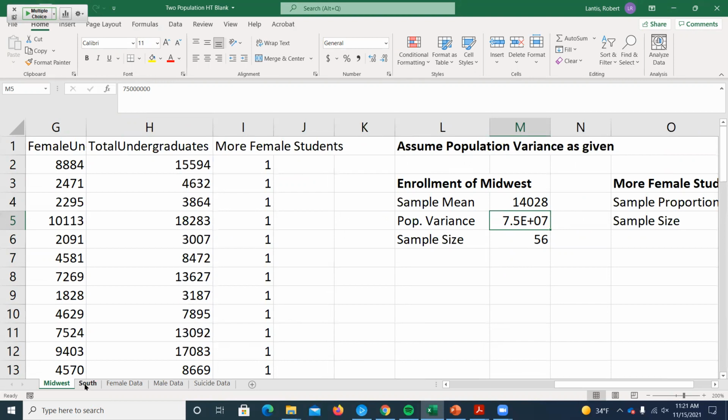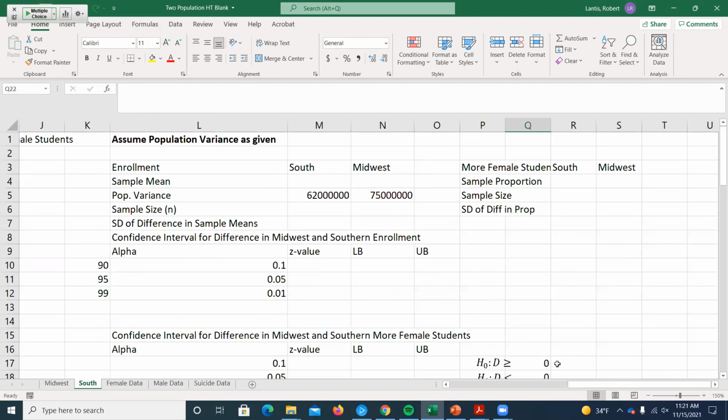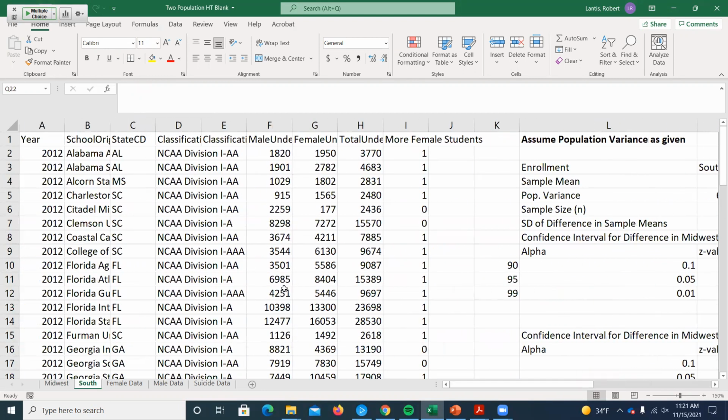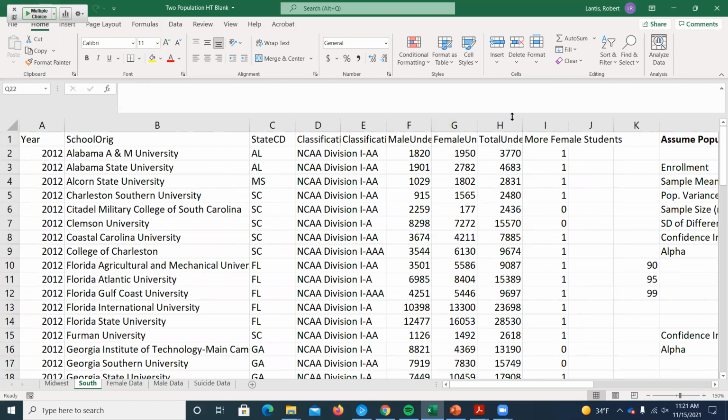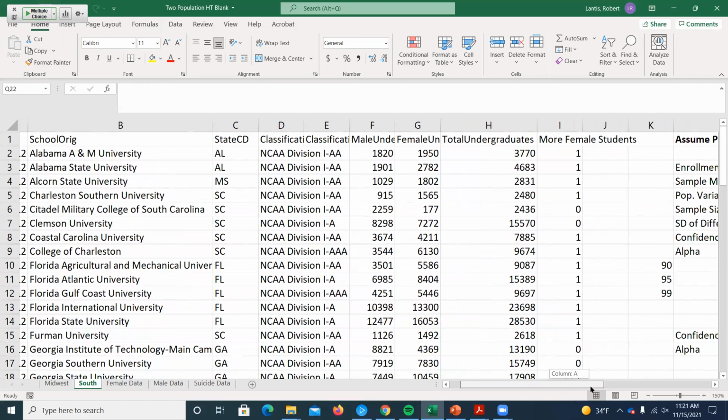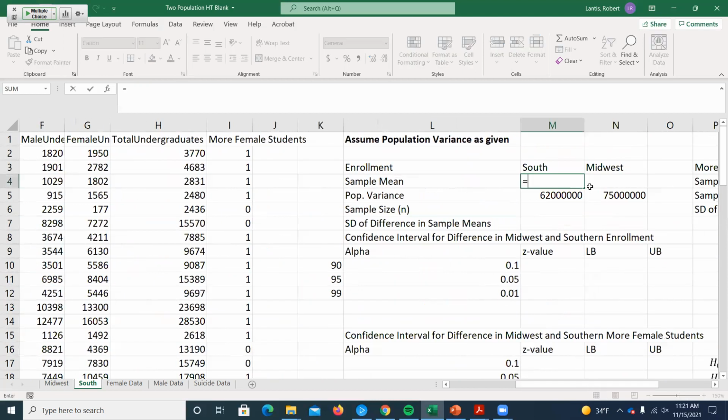I'm then going to go over to the South data sheet. And I can do the exact same thing, but I've got a collection of D1 universities that I classified as being in the South. Maybe you would argue South Carolina, maybe you don't put it in the South, but for the sake of argument, assume all these are classified as being in the South. I then have the total undergraduates at these universities, so I could find the sample mean for undergraduates at these southern schools. I could also find my sample size using that count function.